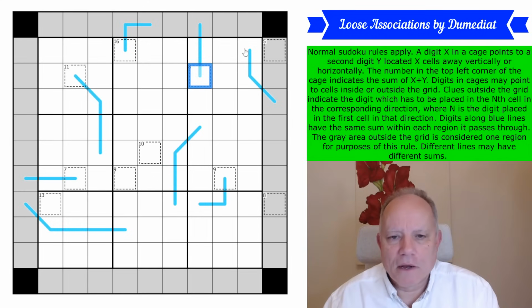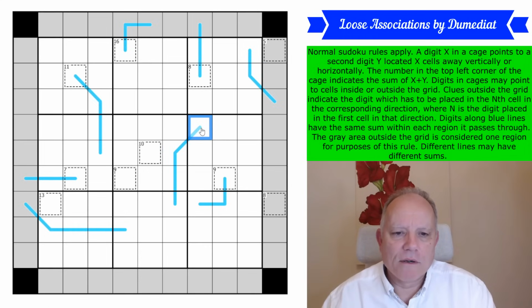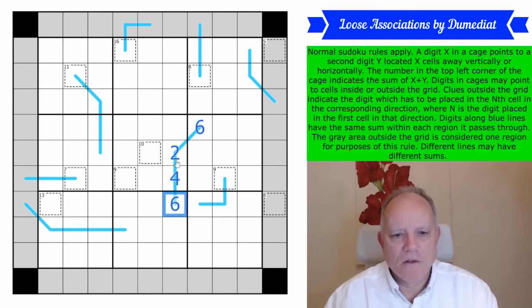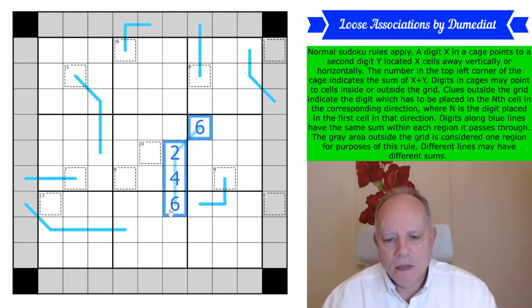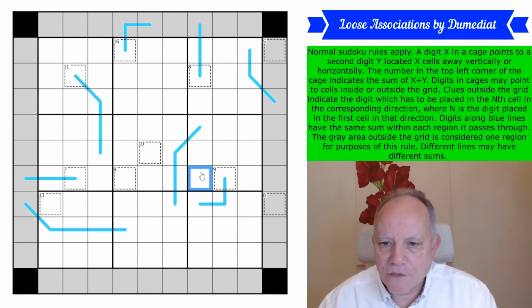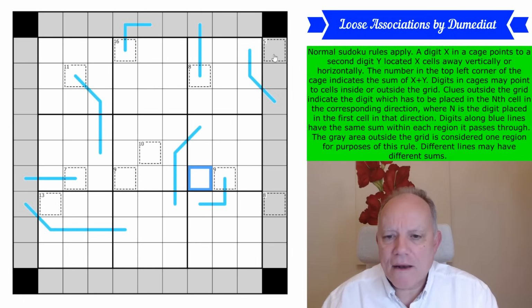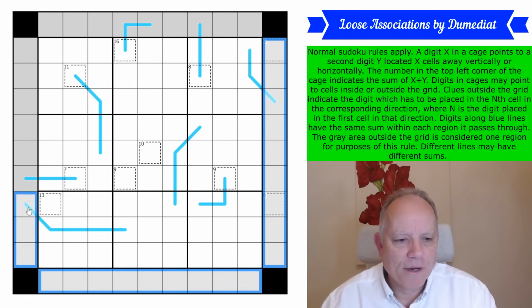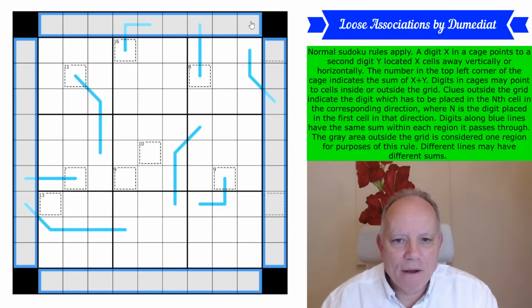And we've then got the blue lines, region sum lines. Digits along blue lines have the same sum within each region the line passes through. So that is the same as that, and they are equaled by those two. Individually, they're equal. So let's be very specific. This is a possible fill for that blue line. Okay. The different lines can have different sums. The grey area outside the grid is considered a single region for the purposes of this rule. So that's just one region. The lines don't dip into it much, to be fair.